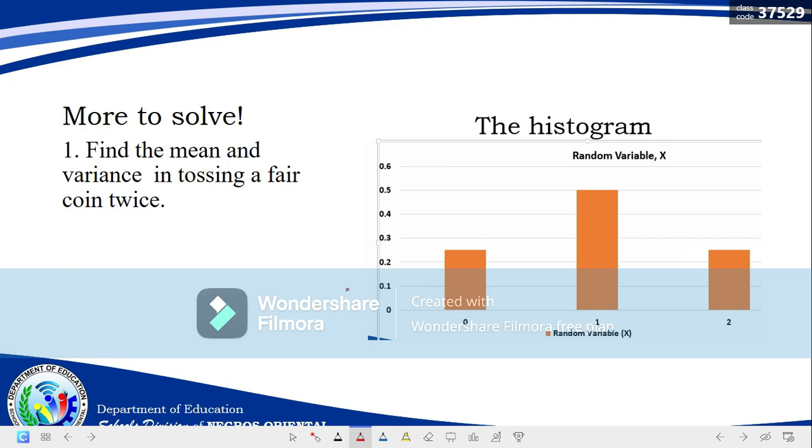So tossing a fair coin twice, your outcomes are 0, 1, 2. And for 0, the probability of 0 is 0.25. The probability of the random variable x, which is 1, is 0.5, that's 2 over 4 actually, or 0.5. Then for the random variable 2, the probability is 0.25. So this is now the histogram.